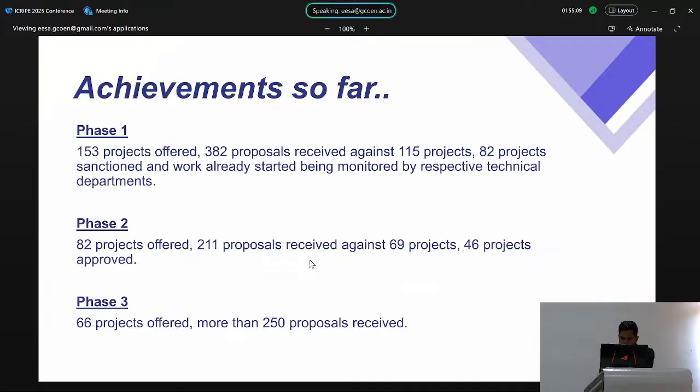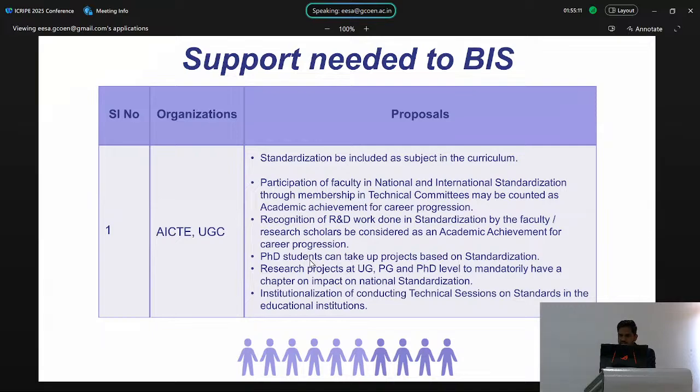Now, support needed from BIS. This is not from the students or MOUs, but overall support that is needed by BIS. First, standardization is to be included as a subject in the curriculum. In all those 17 institutions where a chair is available for standardization, one subject is already incorporated in the curriculum where the standardization topic is involved.